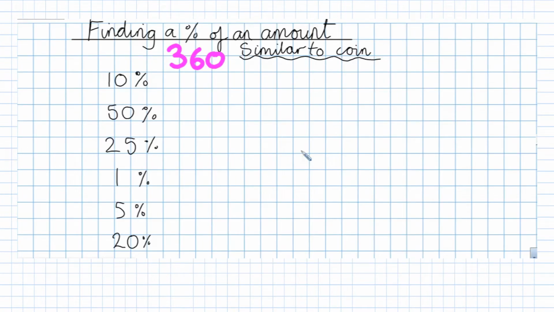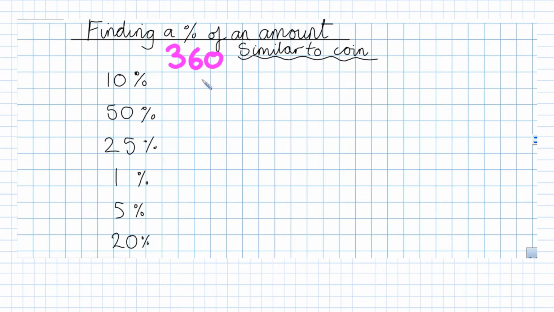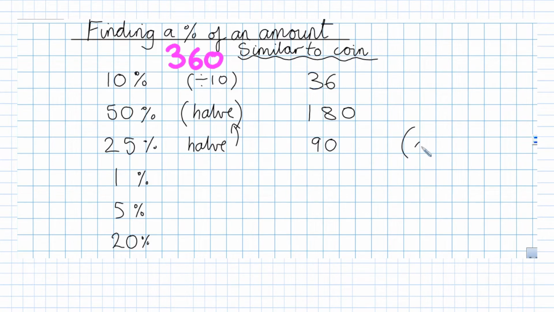So here we're going to be finding some key percentages of an amount, starting with 360 and we're finding 10% and so on. We're going to divide by 10 to find 36, that's 10%. Then to find our 50%, we halve the amount. So 360 halved is 180. We're going to halve that again because half of a half is a quarter. So that gives us 90. Or we could have divided the original quantity by 4 because we're finding a quarter. So 360 divided by 4 gives me 90.